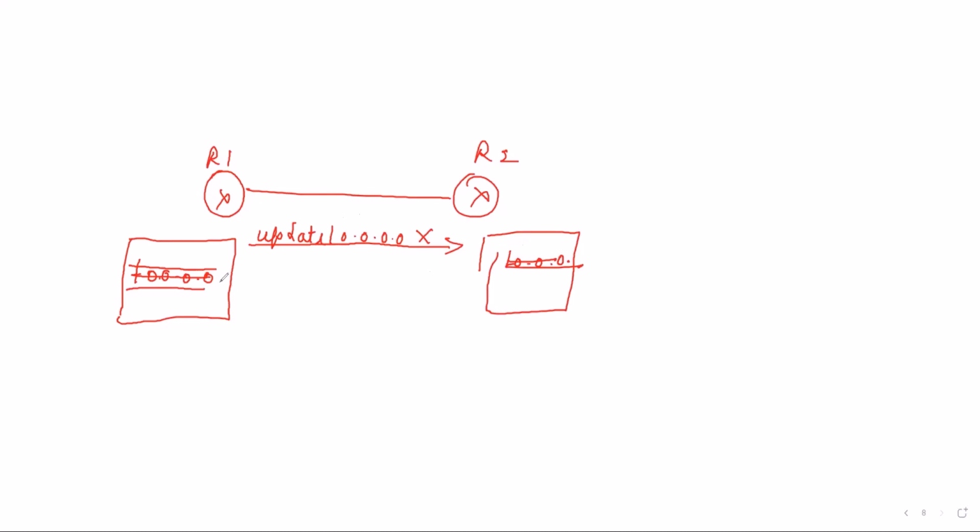In RIP, what will happen? Suppose there are other networks also, 20, 30, 40, 50, 60, 70, 80. RIP will send the full routing table to remove it. So you can see the difference between OSPF and RIP.